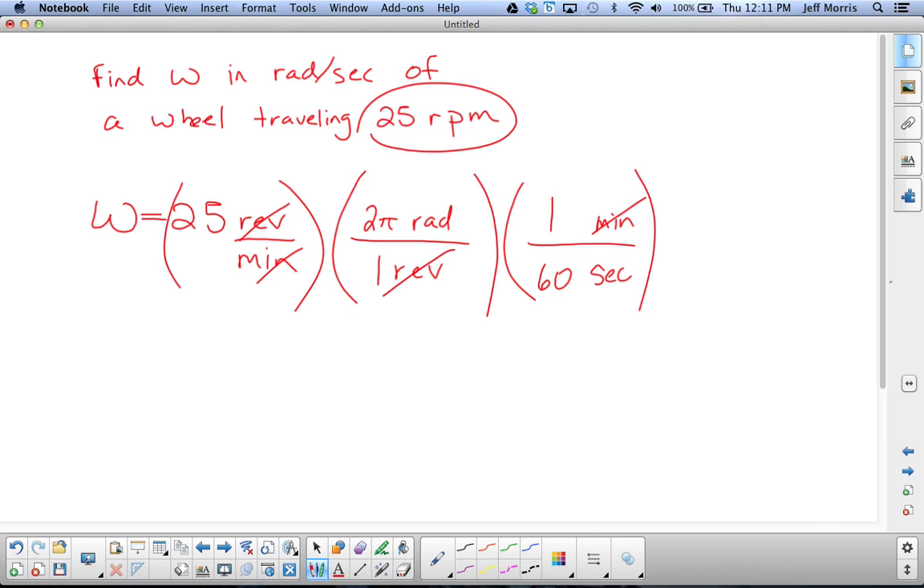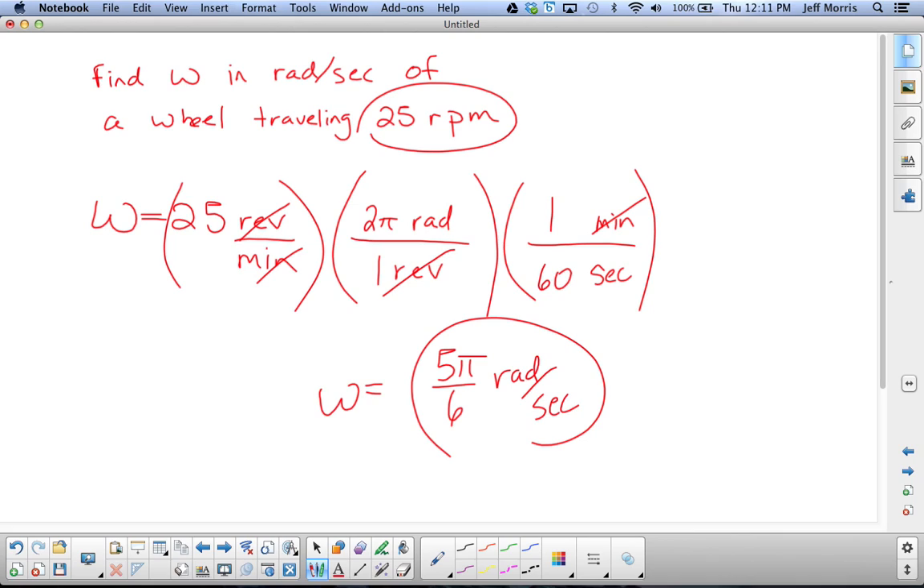Can we do the math here real fast? What's 25 times 2? 50. 50 divided by 60 reduces. The zeros cancel. What do you get? 5 pi over 6 radians per second. There it is. That is the angular velocity in radians per second.